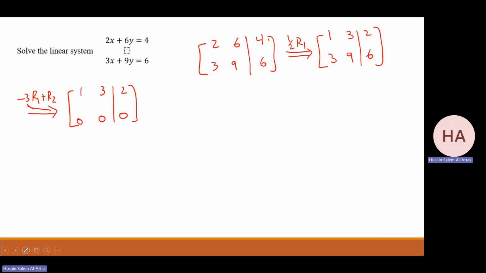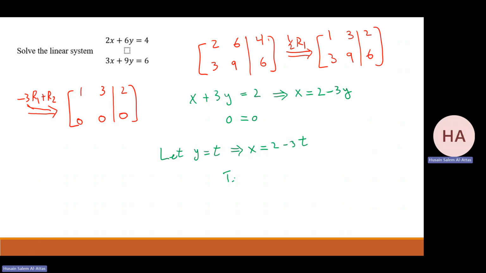So what I shall do, if I return it back to the equation, what you will have? x plus 3y equal 2 and 0 equals 0. So from this one, I'm getting x equal 2 minus 3y. And y is any value. So if I let y equal t, then x is 2 minus 3t, where t is any value. So this is infinitely, I have infinitely many solutions.